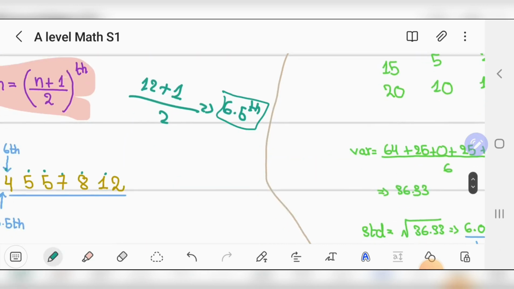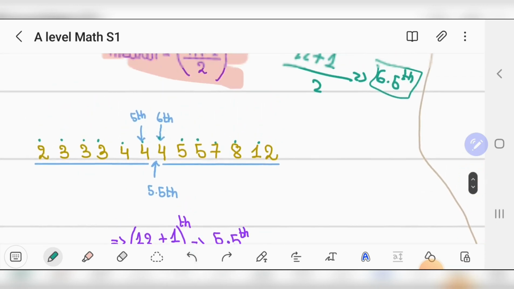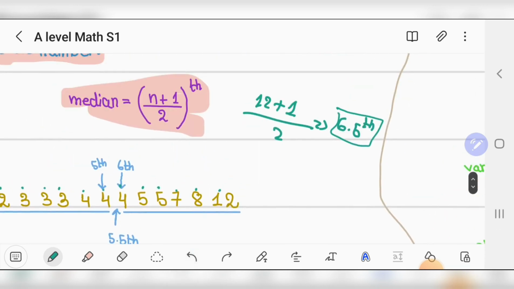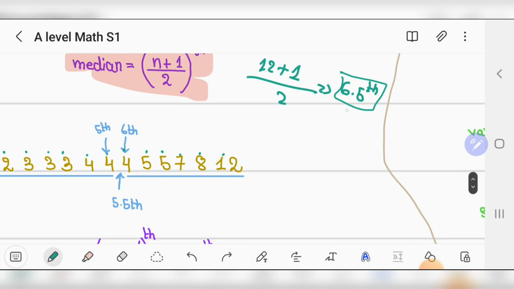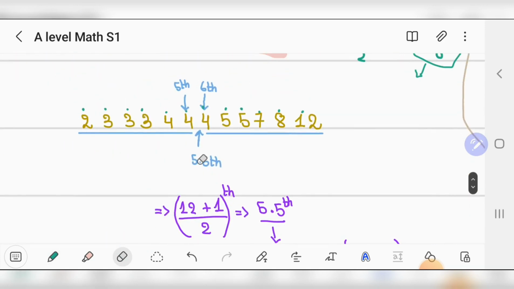Let me just use a calculator. 13 upon 2 is 6.5, not 5.5. It looks like I made a math error here. So it's 6.5.